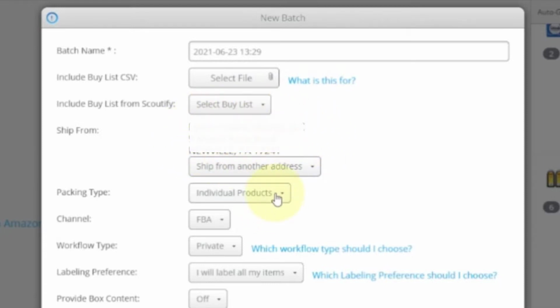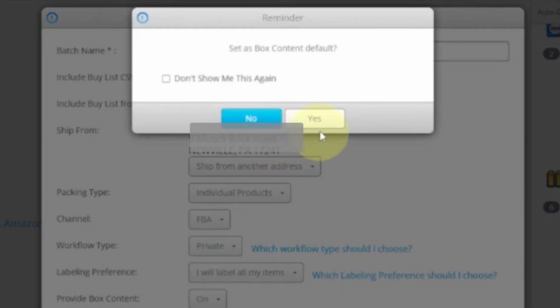So, and see, here you would select whether it was individual or case packed. Here is where you would select FBA or merchant fulfilled. Here you would select private or live. We're not going to get into that. Labeling preference. You will label your items or let Amazon label them, or do co-mingled. We're not going to get into that, but box content on or off. That's where you're going to tell Amazon the actual contents of each box. I'm going to put that on for now.